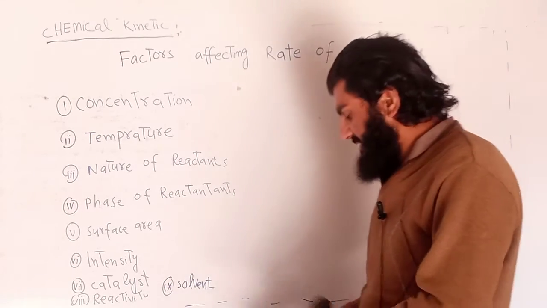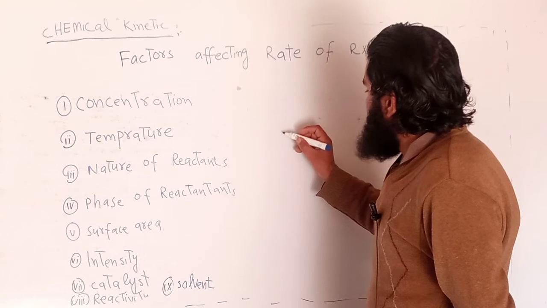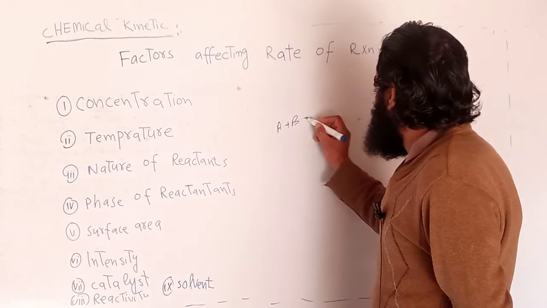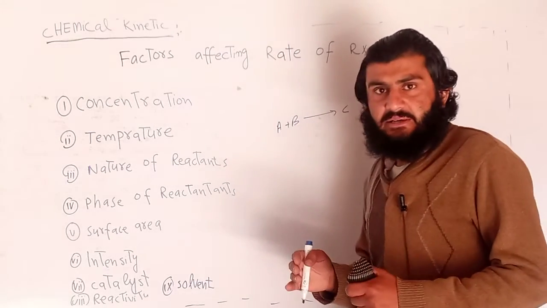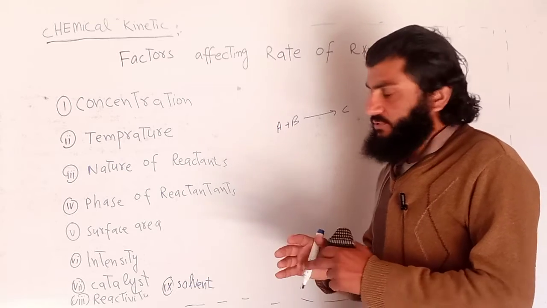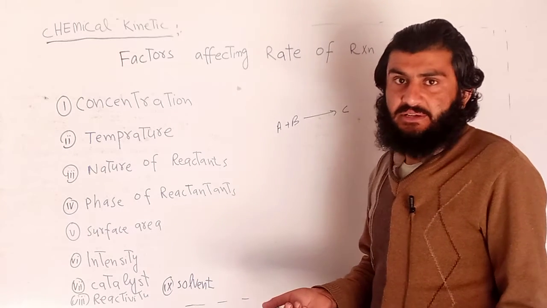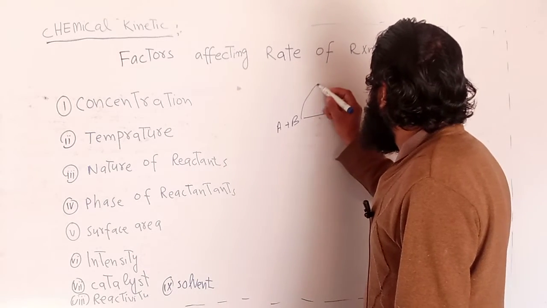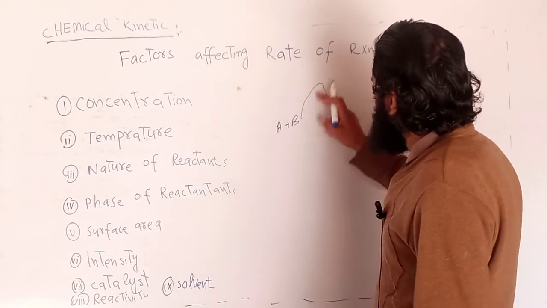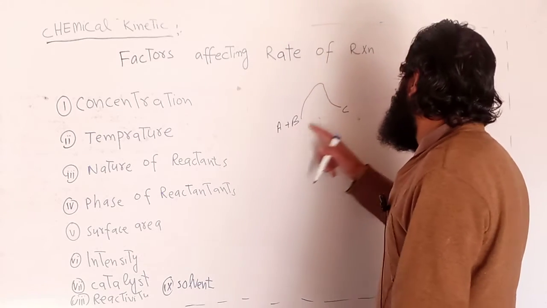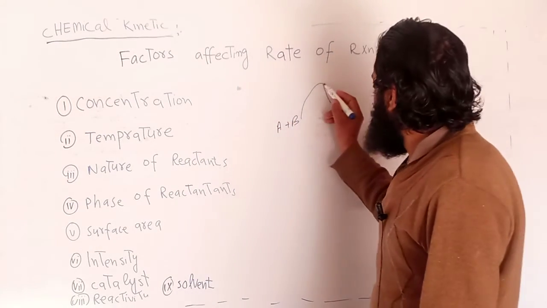A catalyst can also alter the rate of reaction. For example, if A reacts with B and forms C, there is a barrier from which the reactants will pass to form the product C. This barrier is just like a hill. If A and B want to form this product, they will have to cross this hill, up to the peak of the hill.